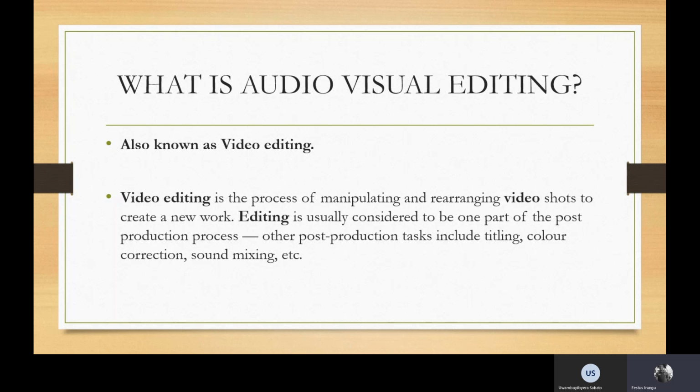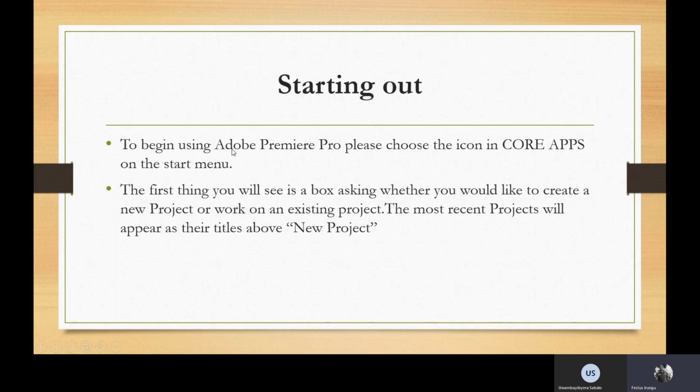And of course, the other task that we have, like titling, color correction, sound mixing, etc. So all these are part of what we edit in audio visual. So you are editing audio and you're also editing visual. Now, I'll go directly. So I now assume you already have done your shooting, and after shooting, you come and do your work. So the first thing which you need to do is to open the Adobe Premiere.